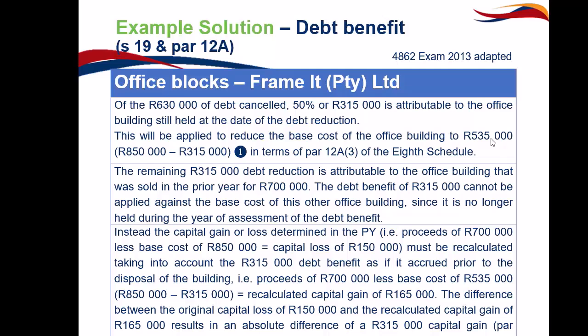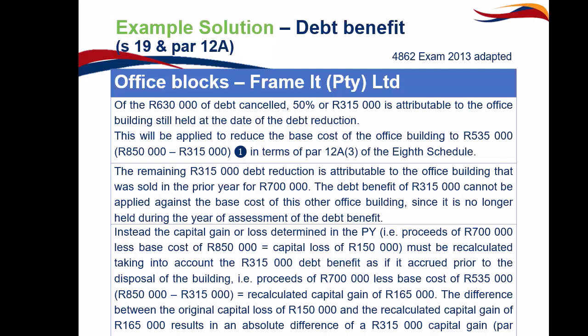Okay, so what are we going to do? We need to recalculate our capital gains. We were told that the capital loss was 150,000 from the actual calculation when the asset was sold in the previous year. So what are we going to do now? With the recalculation, we're going to pretend as if we've received the debt benefit in the year that the asset was sold, or just before the asset was sold.